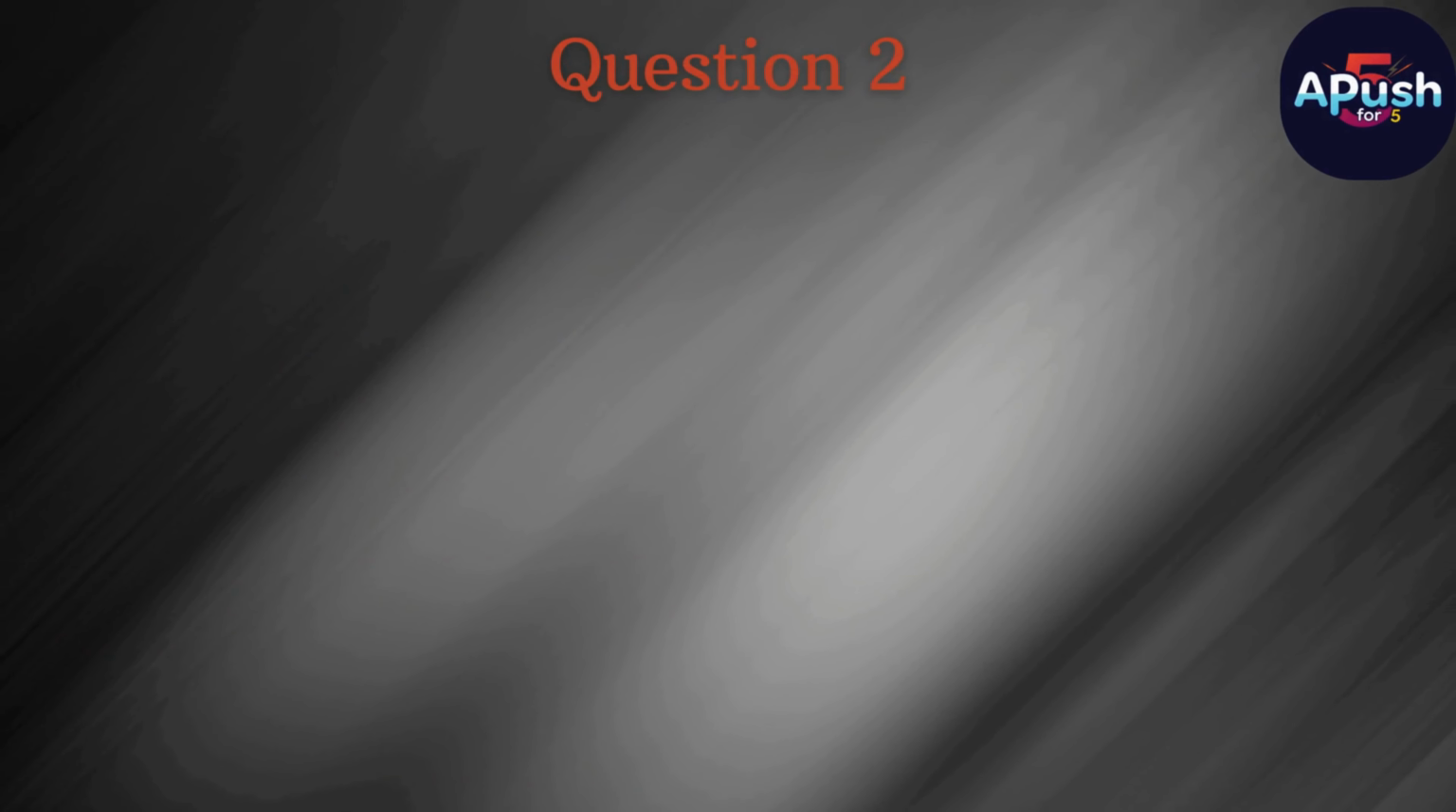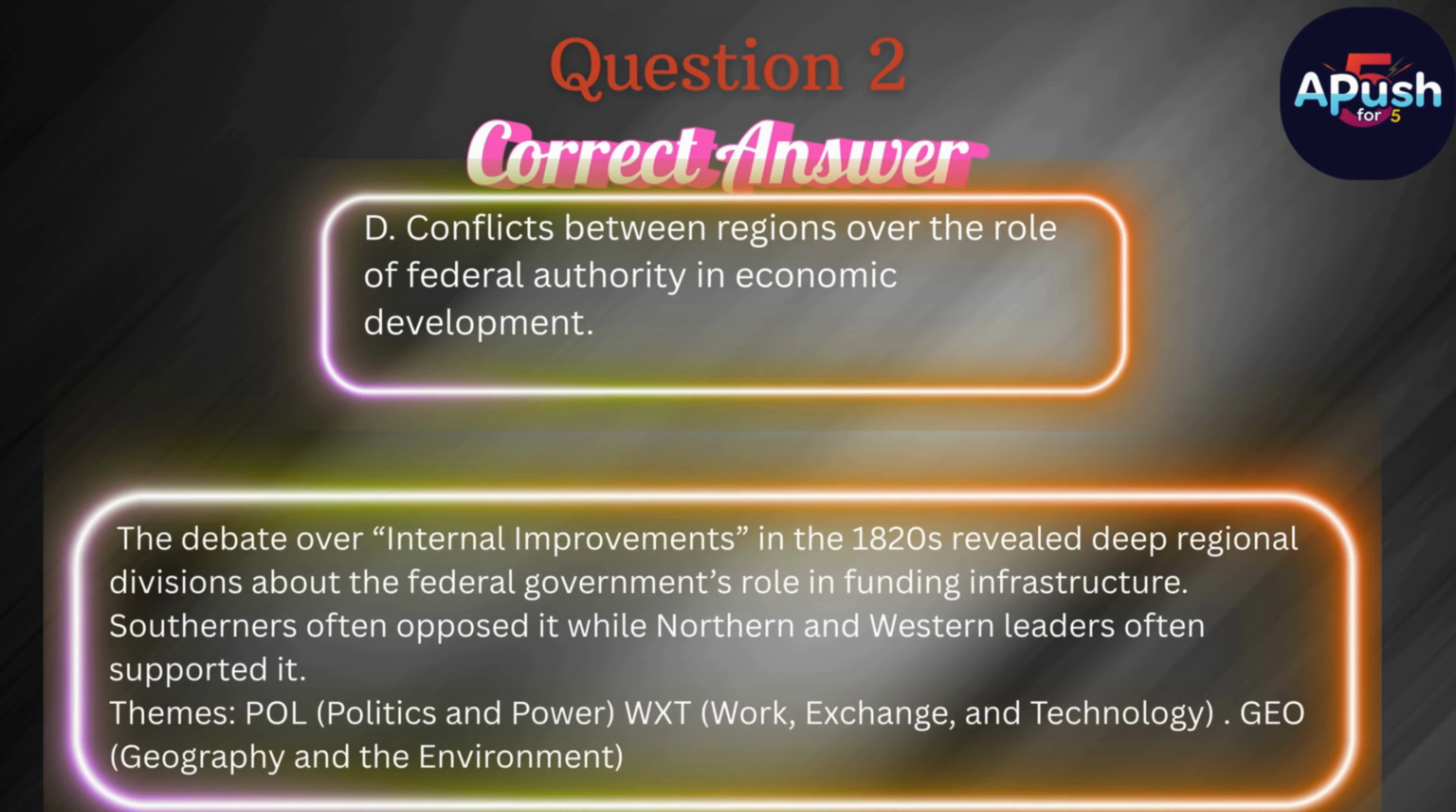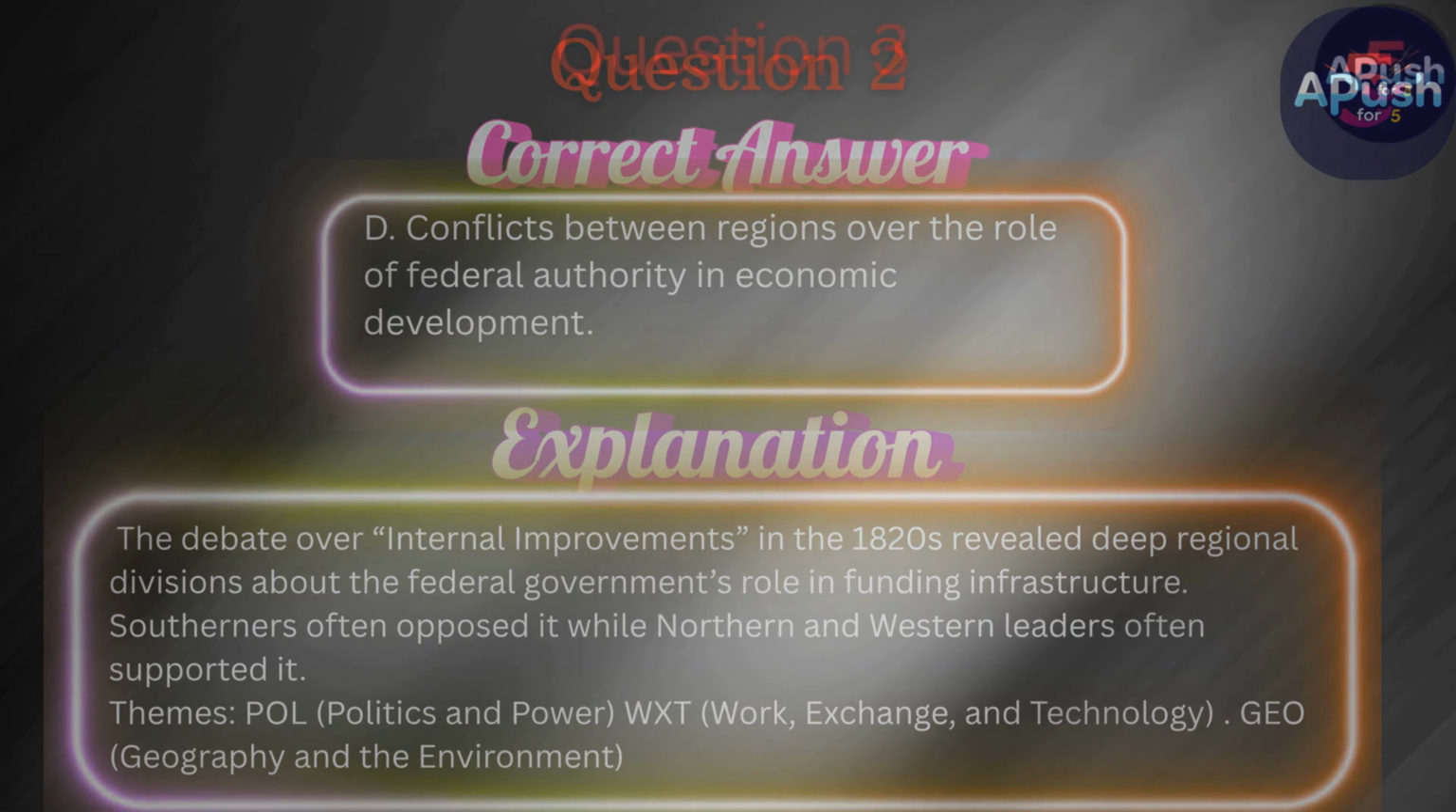The correct answer is D. Conflicts between regions over the role of federal authority in economic development. The debate over internal improvements in the 1820s revealed deep regional divisions about the federal government's role in funding infrastructure. Southerners often opposed it, while Northern and Western leaders often supported it.